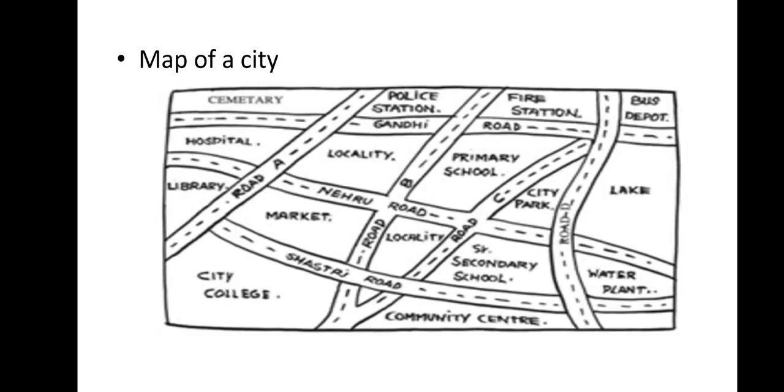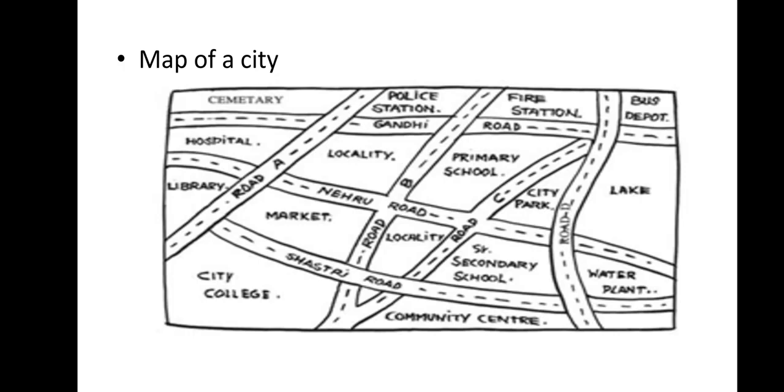Then, map of a city. Let us take an example of a map of a city. Here, this is the map of a city. Though it is written in words like police station, fire station, bus depot, lake, you can use the symbols, but on the left hand side or on the right hand side, you need to write down which symbol you are taking for which place.